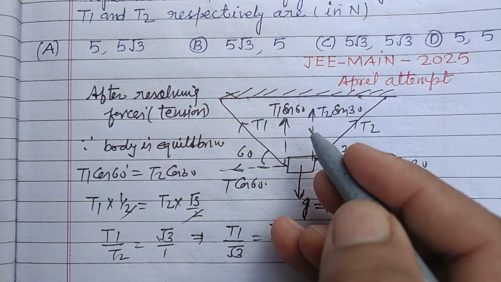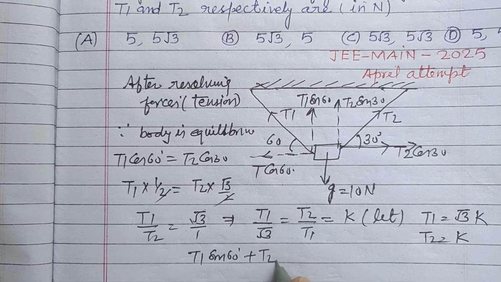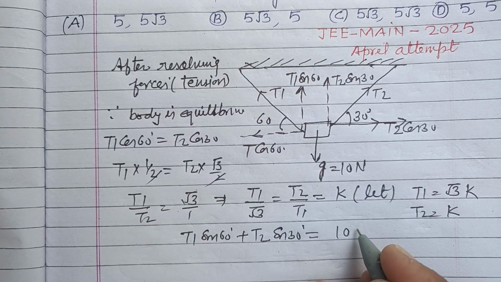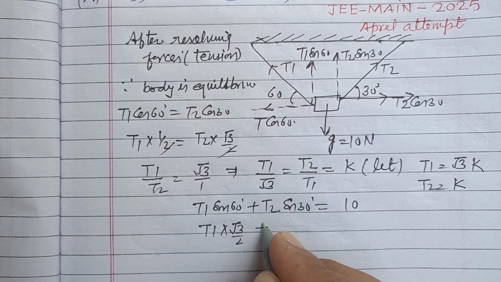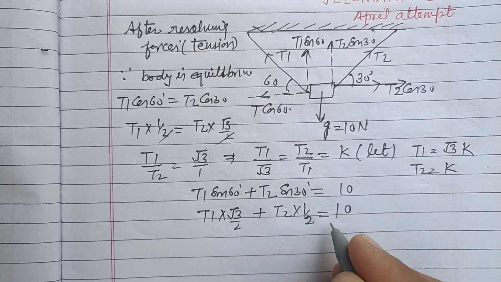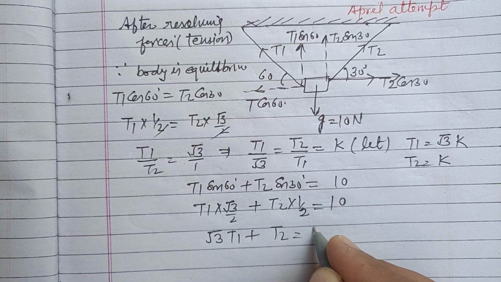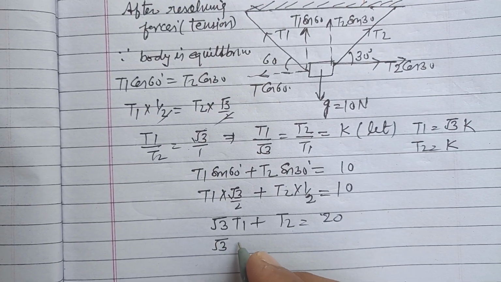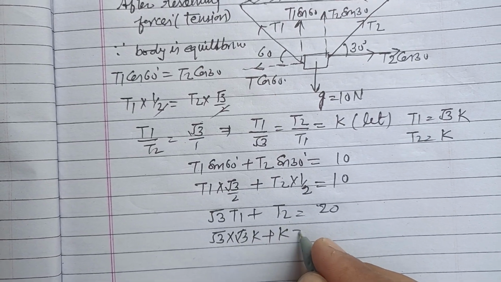Now upward force equal to downward force. So T1 sin 60 plus T2 sin 30 equal to, this is mg, which is 10 Newton. T1 sin 60 is root 3 by 2, T2 sin 30 is 1 by 2, equal to 10. Multiplying by 2 both side, we got root 3 T1 plus T2 equal to 10 into 2. This is 20. Putting the values, T1 is root 3 K, T2 is K, that is 20.